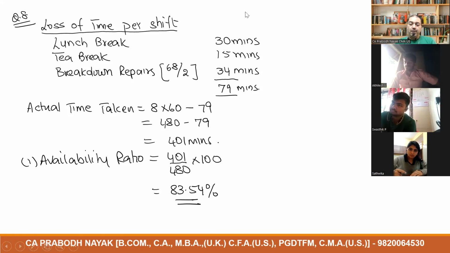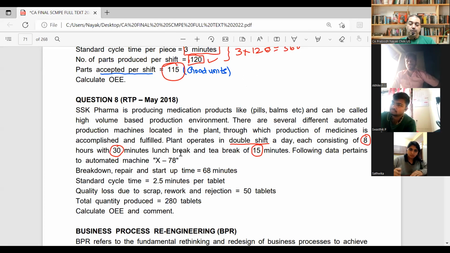A standard time for actual output. So total quantity produced is 280 tablets, which are there for both the shifts put together, because I have underlined, you can see that double shift. So double shift means that both the shifts working together, I'm getting 280 tablets.